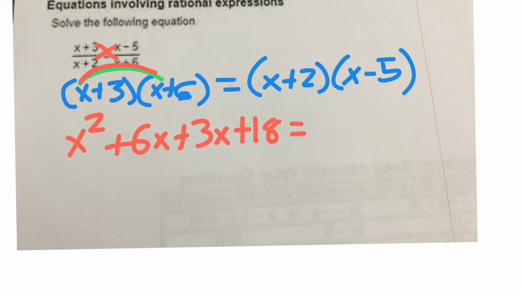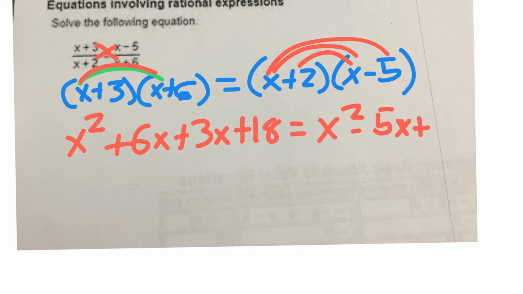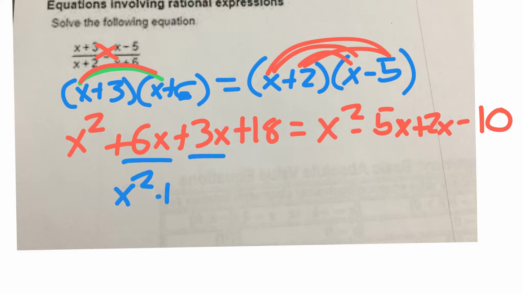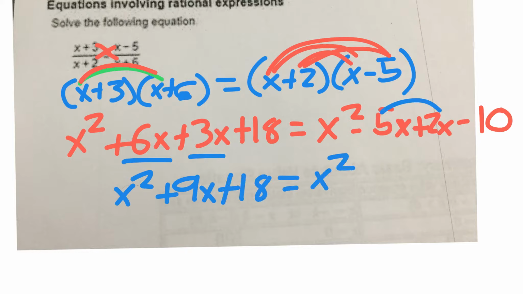Equals, same thing here, distribute. X times x is x squared. X times negative 5 is negative 5x. 2 times x is positive 2x. And then 2 times negative 5 is negative 10. Now combine our like terms. 6x plus 3x gives 9x. Negative 5x plus 2x gives negative 3x.